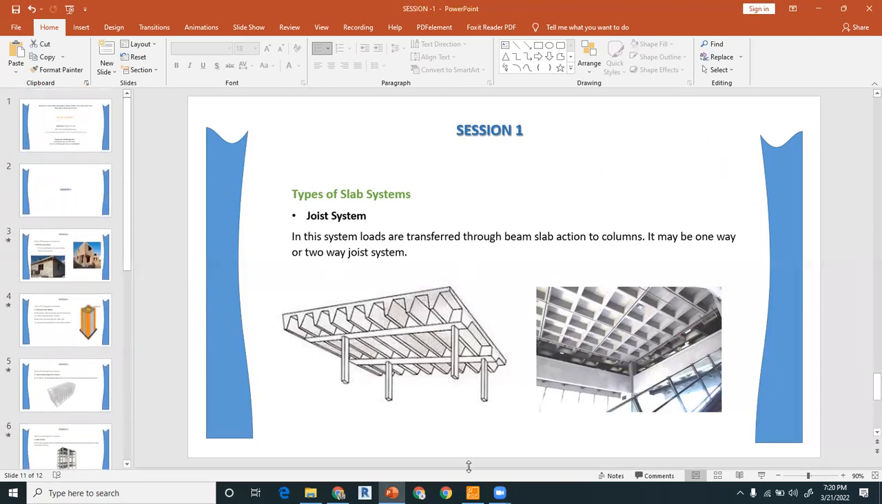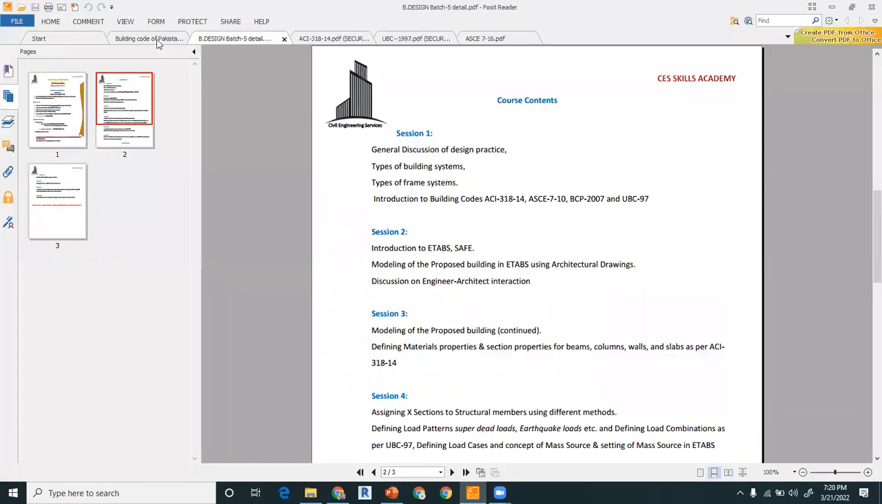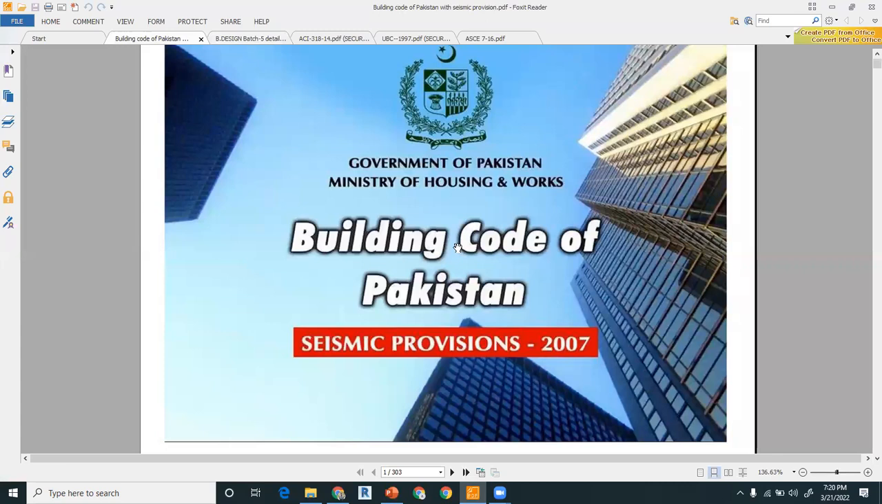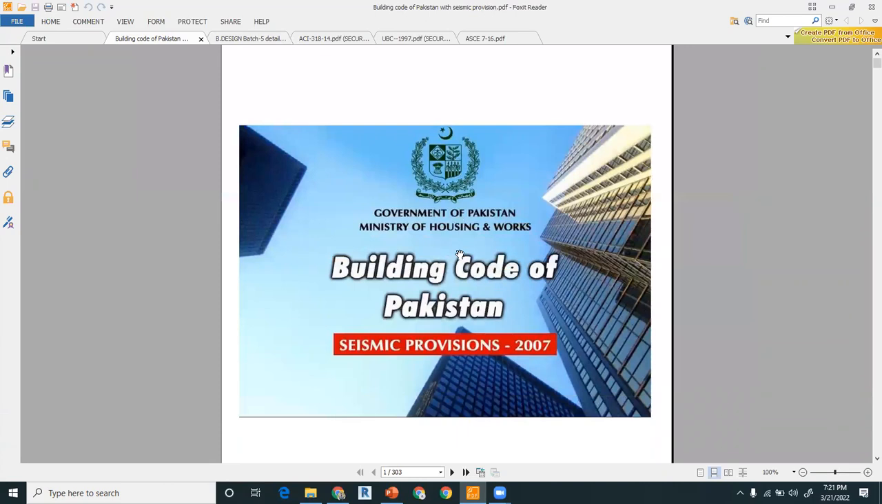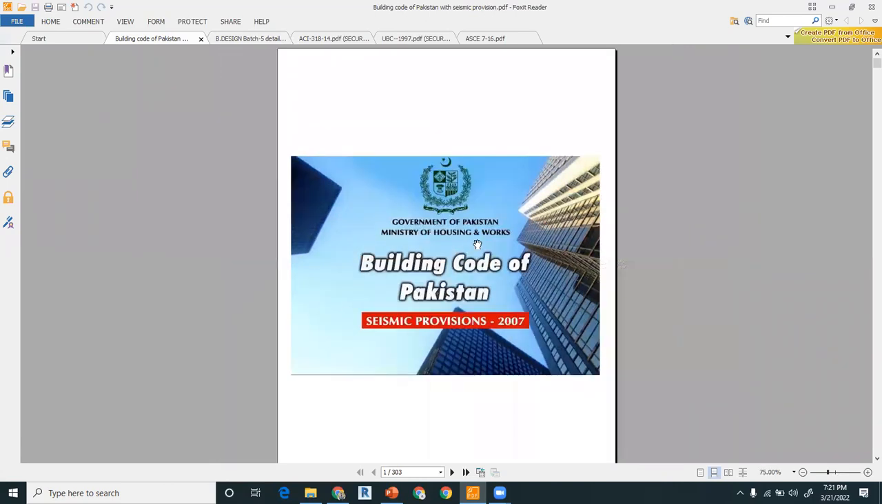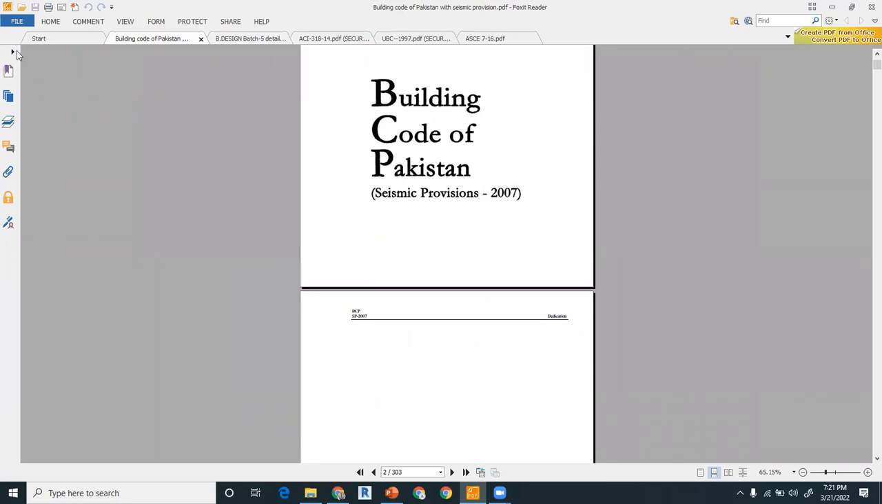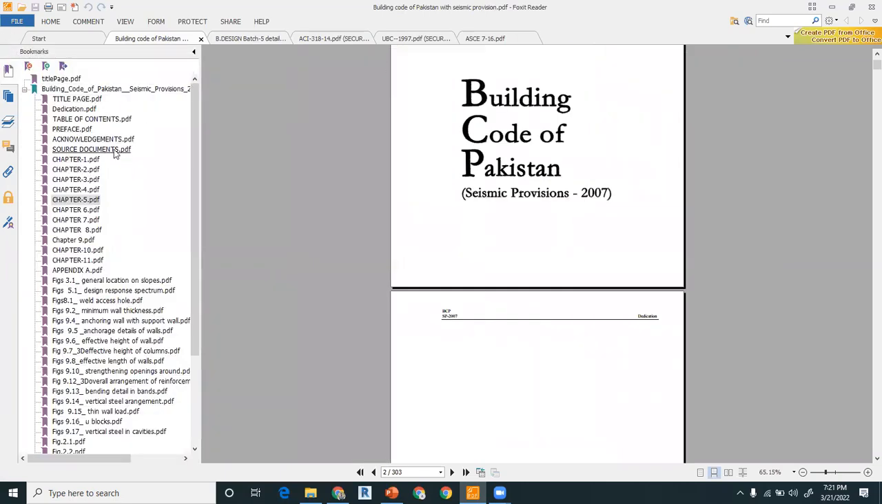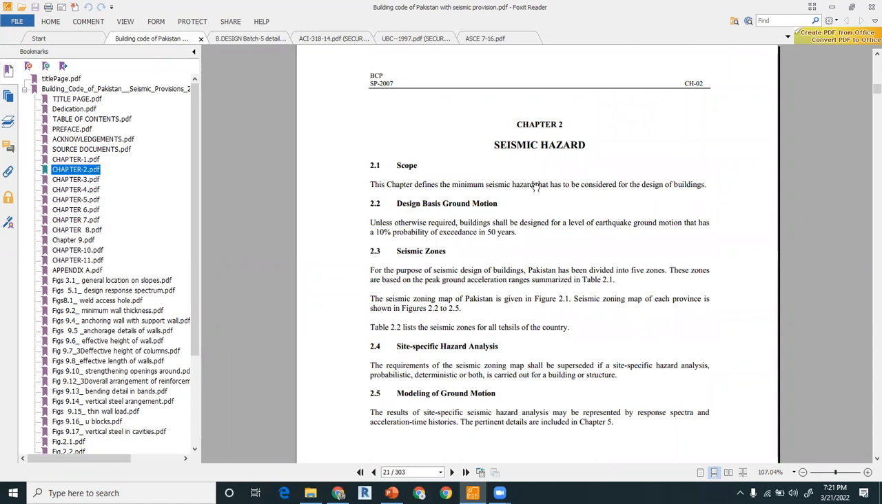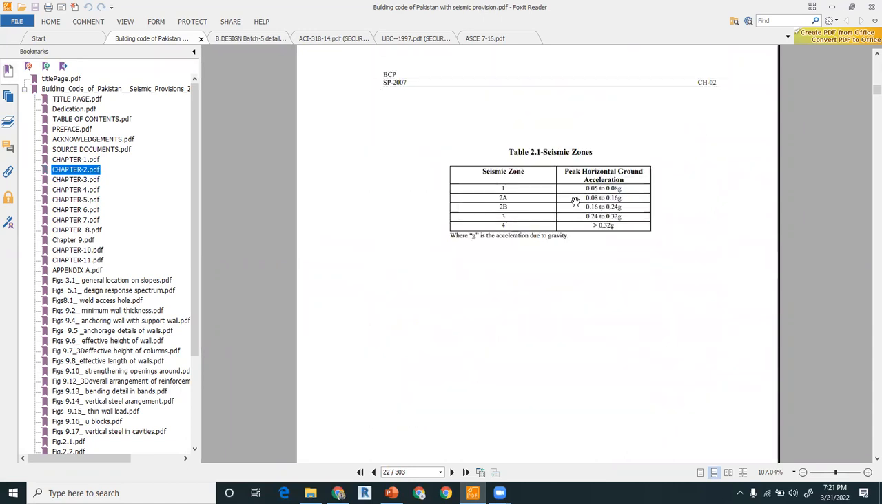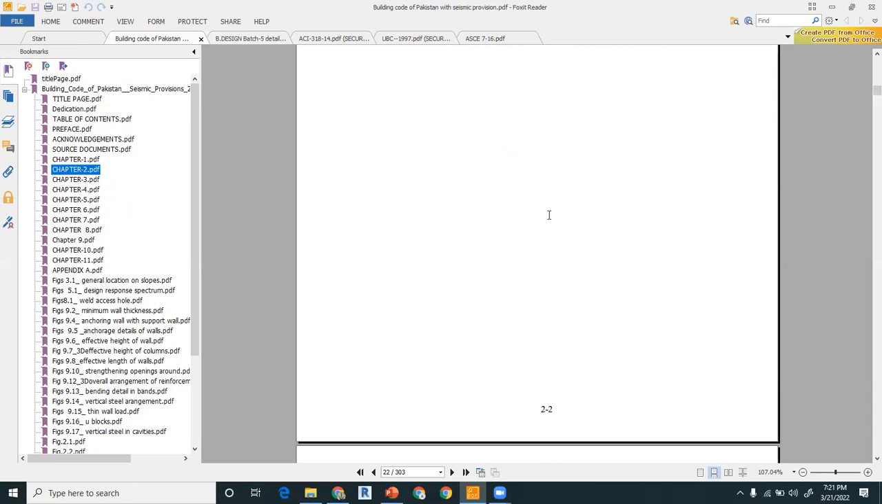Let us go towards the codes. For example, this is the Building Code of Pakistan, Seismic Provision 2007. The new code has also been introduced in Pakistan, but it is not yet functional, right? So you can find the different chapters in this code. Chapter 1 is about the scope. What is the scope of this code? The second chapter is the seismic hazard, in which it will give you information about the different seismic zones, and the peak ground acceleration for different zones: zone 1, 2A, 2B, 3, and 4.